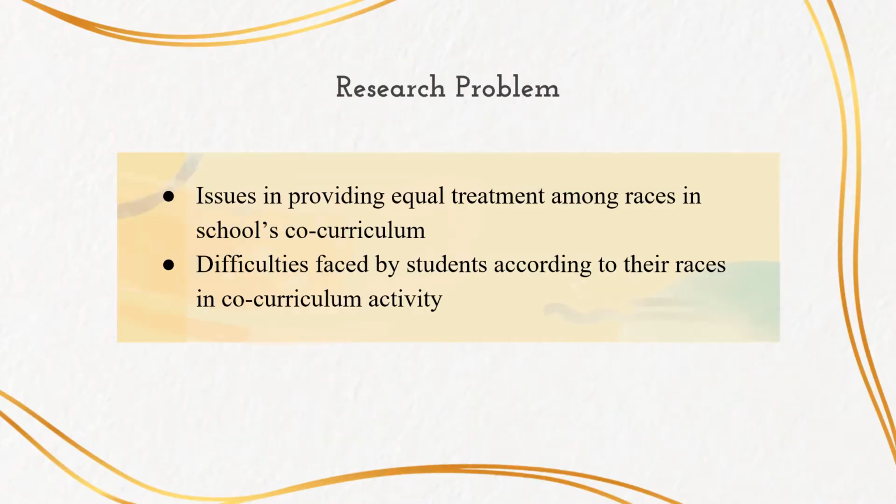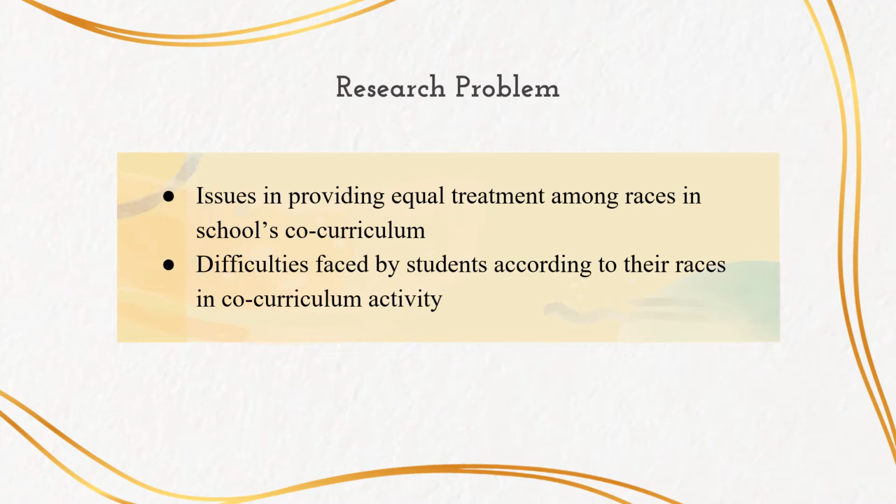Next is the research problem. From our topic, a study on the effects of co-curricular implementation on racism in the community based on Faculty of Education students from UiTM Puncak Alam, we found two research problems that we would like to highlight in our case study. The first one is issues in providing equal treatment among races in school co-curriculum. We found that some races may not get treated as equally as others in co-curriculum activities.